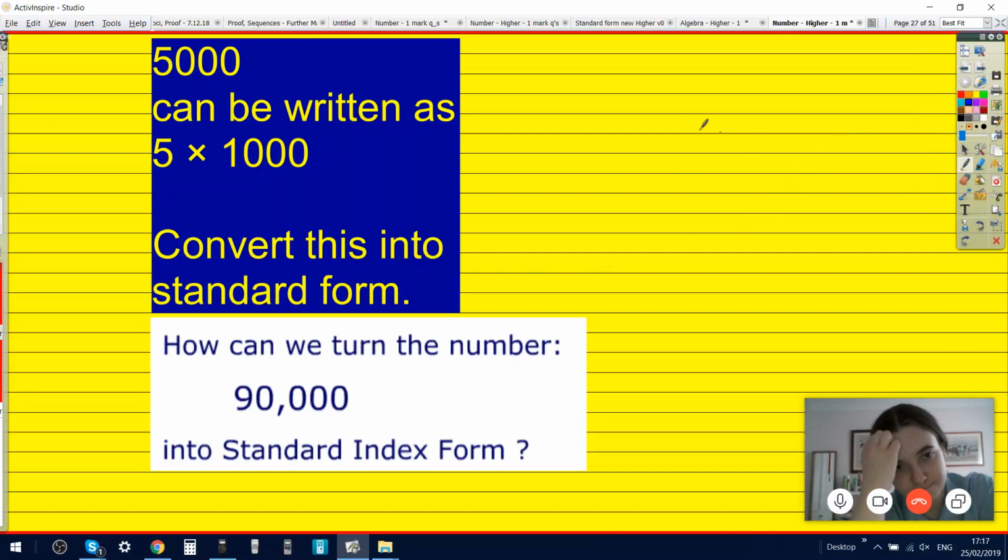Convert this into standard form. 5 times 10 to the 2. Get ahead of myself. This one? 9 times 10 to the 4. Yeah.